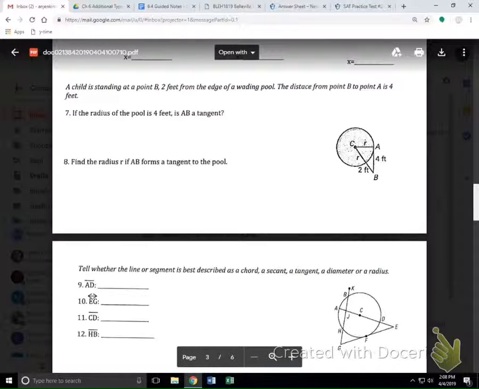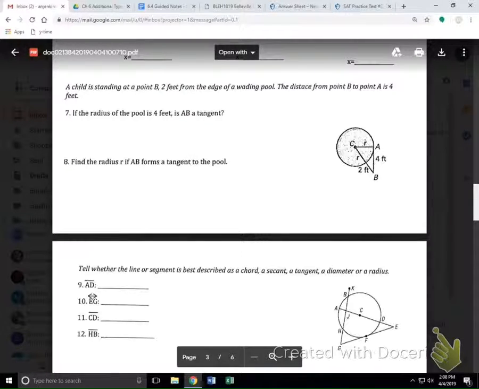The radius of a pool, well, let's start here. A child is standing at point B, 2 feet from the edge of a wading pool. The distance from point B to point A is 4 feet. If the radius of the pool is 4 feet, is AB tangent to the circle? How do we test this?